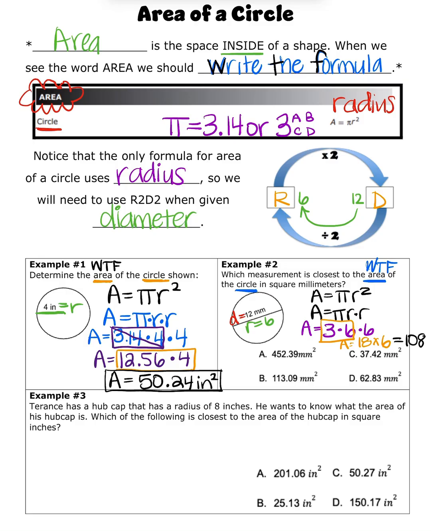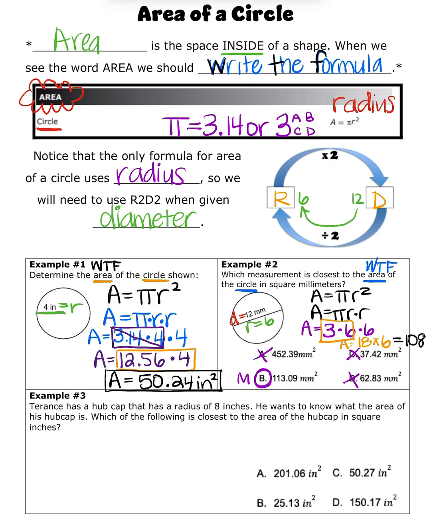Now what you should notice is that none of my answers say 108, and that's because I used the easier 3 than the 3.14. But that's okay because 108 is closest to which of these answers? Well, when I'm comparing, is it closest to 450? No. Is it closest to 37? No. Is it closest to 113? Maybe. That sounds pretty good. So I'm going to put an M for maybe. I know these are way too far away. And then is it closest to 62? No. So the only one that makes sense is B.